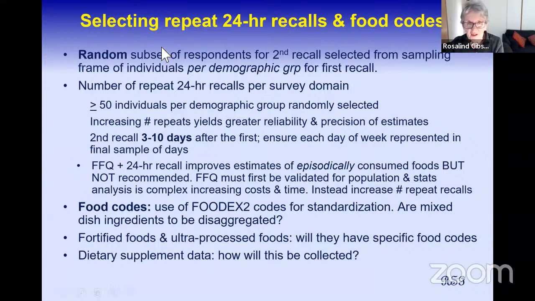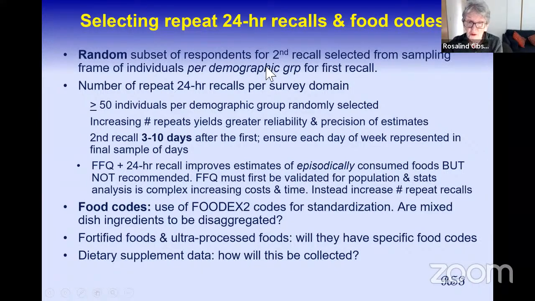So how do we select the respondents for the repeated 24-hour recalls, which are absolutely essential in order to obtain information on the usual nutrient intake distribution? These respondents must be selected randomly for the second recall from the sampling frame of individuals per demographic group.